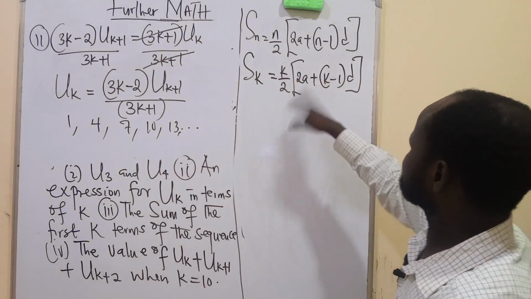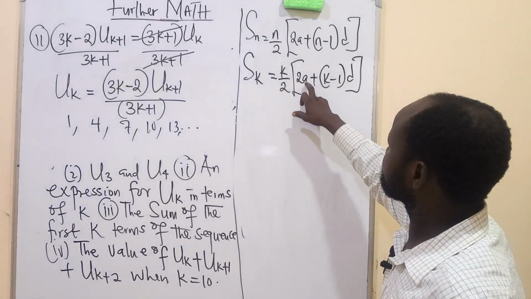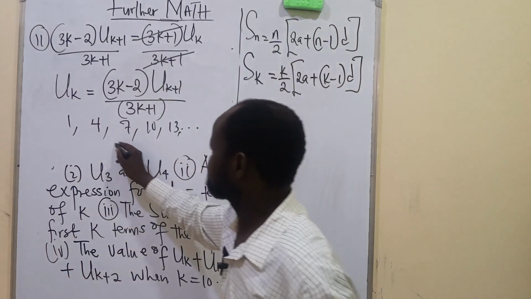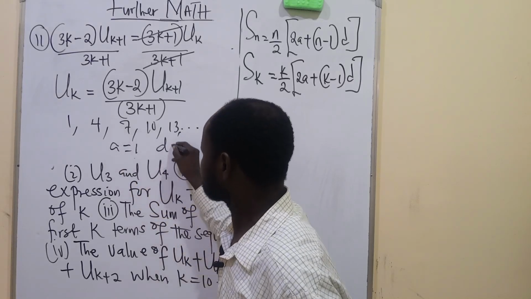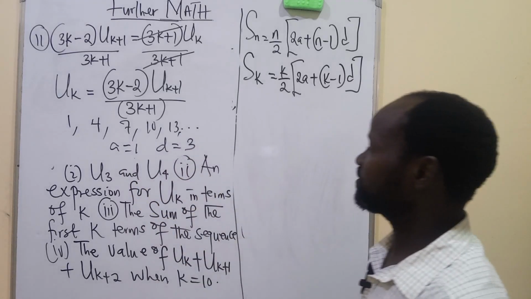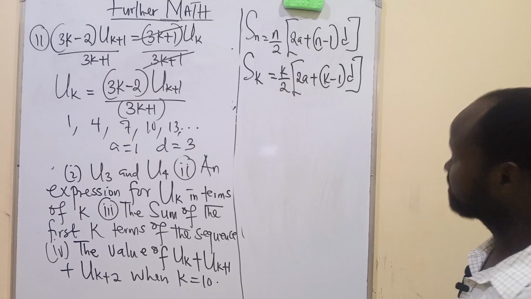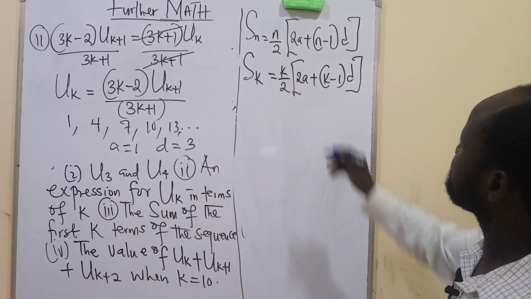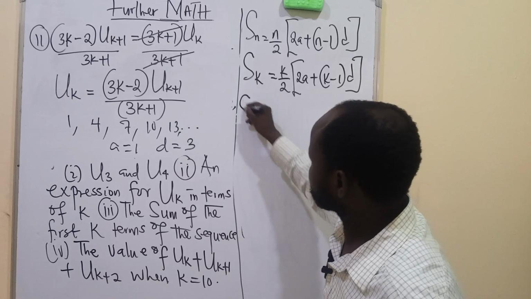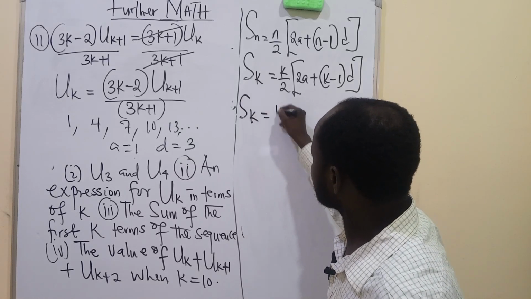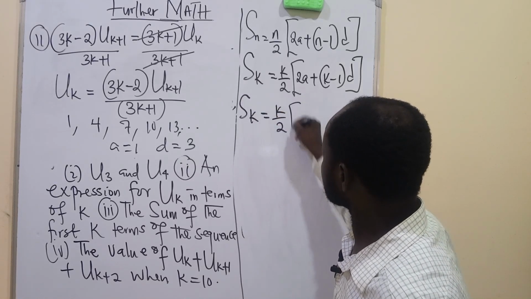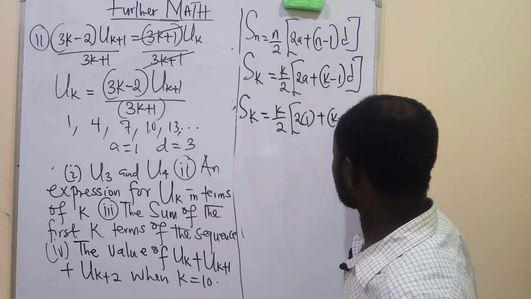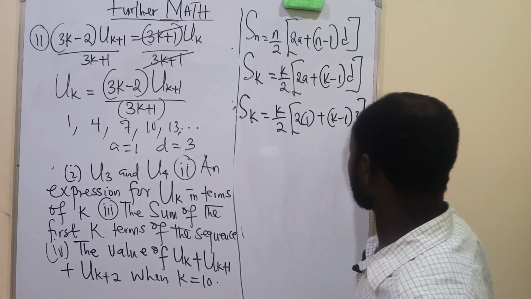So let's substitute for a. Anywhere we see a, we put 1. Anywhere we see d, we put 3. Our first term here is 1, and the common difference is 3. So let's do the substitution. The sum of k terms will be equal to k divided by 2, into the square bracket, 2 times 1 plus (k minus 1) times 3, which is the common difference.